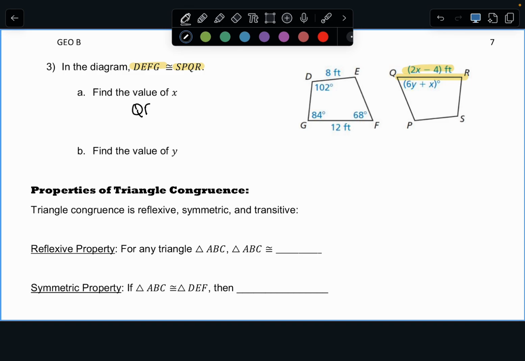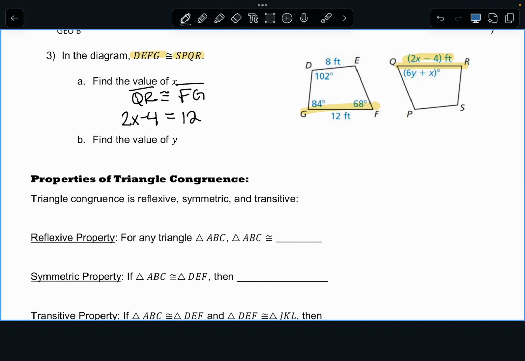Segment QR is congruent to what other segment? Careful with your order. QR is congruent to FG. Technically GF is correct, but I want to keep it in the same order. FG. So that means my 2x minus 4, that's QR, is equal to, if we see congruence, we set it equal to what's FG? 12.